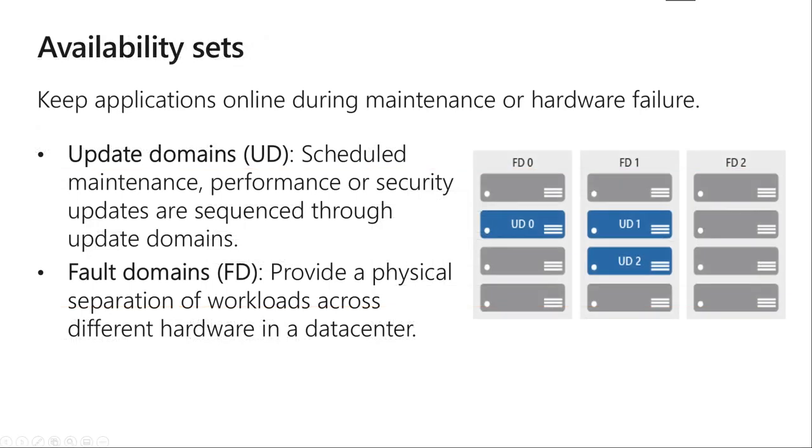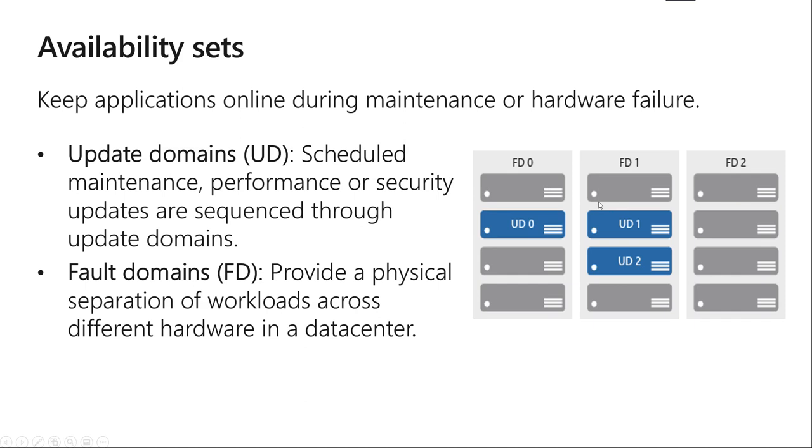Availability sets, as mentioned, are a way for you to ensure your application remains online if a high impact maintenance event is required or a hardware failure occurs. They're made up of two parts: UD and FD, fault domain and update domain.